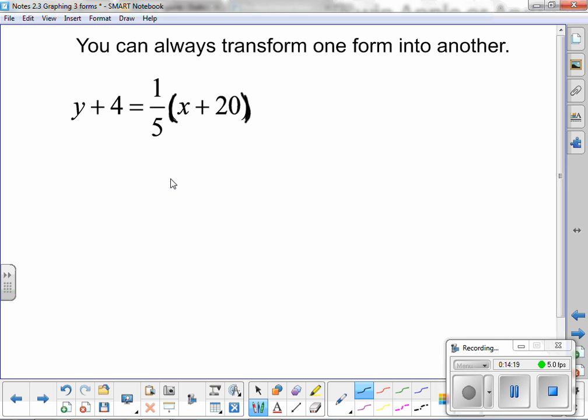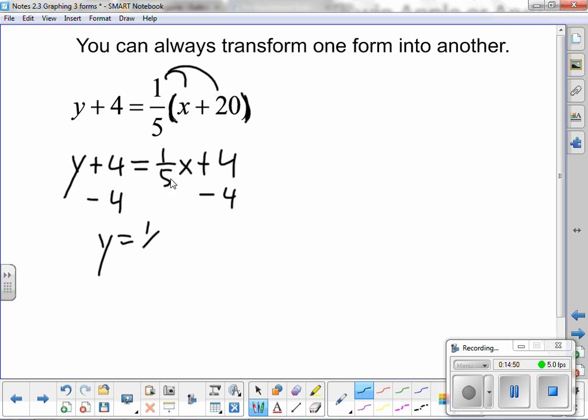So you might want to start this off in a couple different ways. I would probably start it off by distributing. So I want to distribute the 1/5 to both of those parts. Just going to get y plus 4 equals 1/5 times x is 1/5 x. 1/5 times 20 is basically going to be 20 divided by 5, which is 4 times 1, so plus 4. Okay. Now we have to subtract 4 from both sides, and you'll get y equals 1/5 x. There you go. This would be slope intercept form.